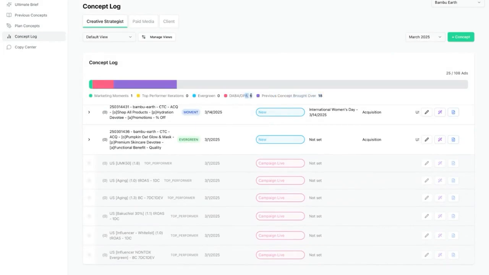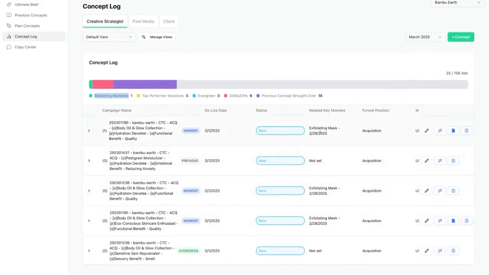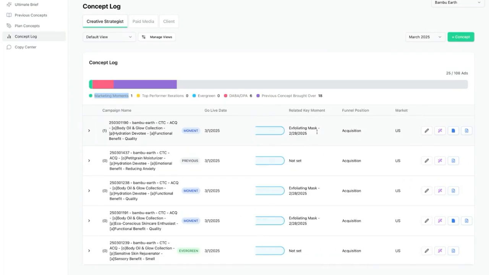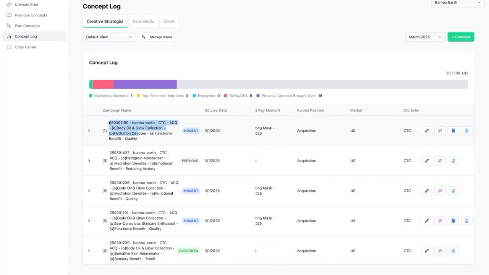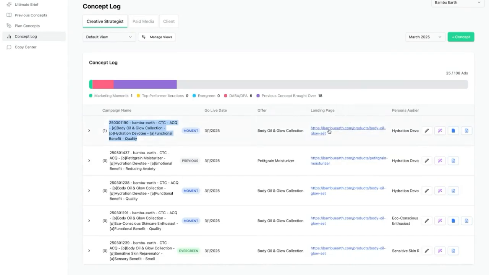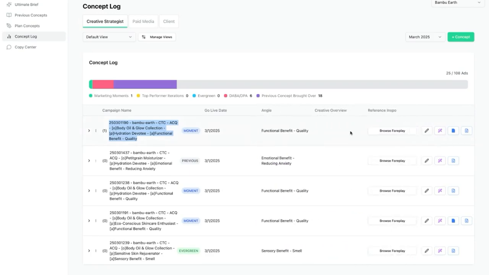I've got 6 previous concepts brought over, 1 marketing moment, all set in here. All the ones that I just built. These campaigns are set. Okay. And you can see it starts to fill out. This is related to a key moment. It's got a funnel position. This is building a consistent syntax. You've got the offer. It automatically pulls a landing page based on the offer that you've chosen. Wow. Okay. Persona, audience, angle. I can browse Foreplay for inspiration.